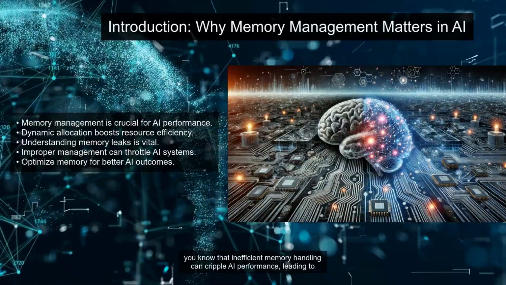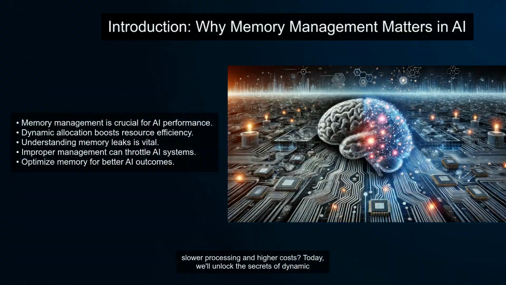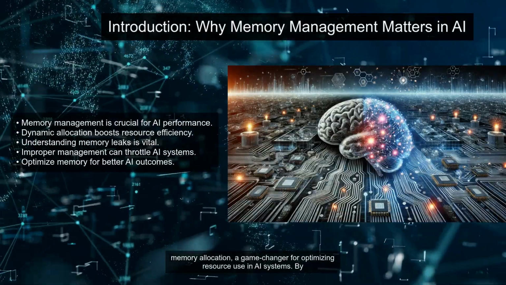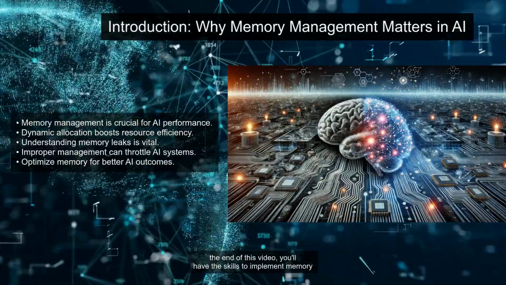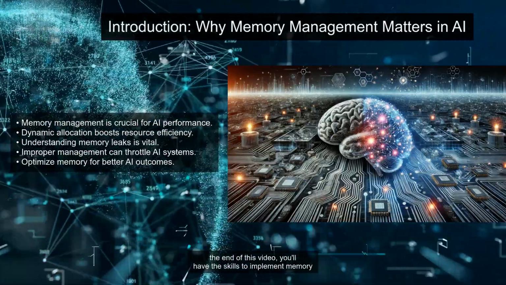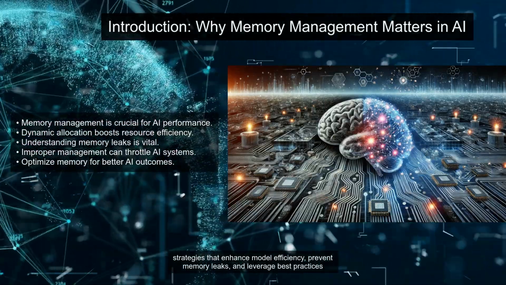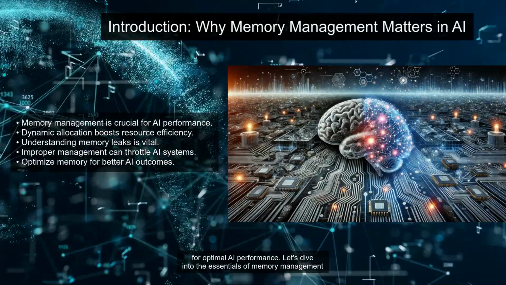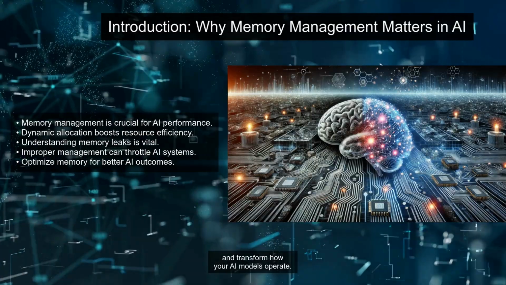Did you know that inefficient memory handling can cripple AI performance, leading to slower processing and higher costs? Today, we'll unlock the secrets of dynamic memory allocation, a game changer for optimizing resource use in AI systems. By the end of this video, you'll have the skills to implement memory strategies that enhance model efficiency, prevent memory leaks, and leverage best practices for optimal AI performance. Let's dive into the essentials of memory management and transform how your AI models operate.